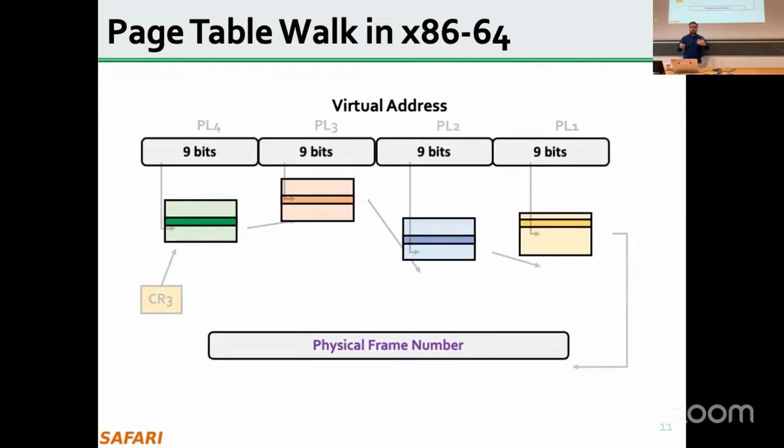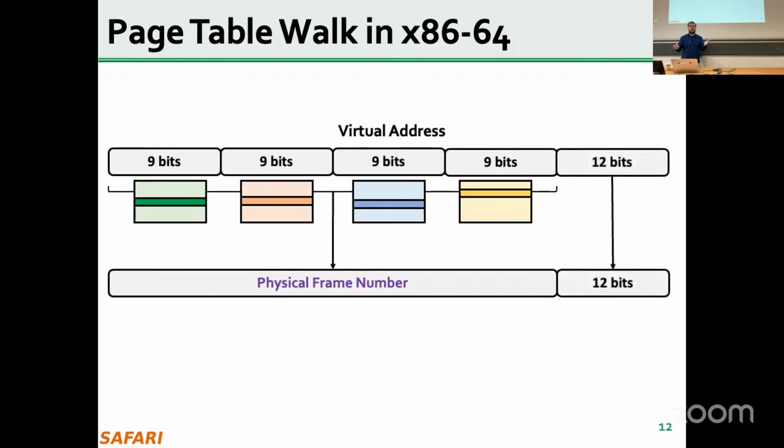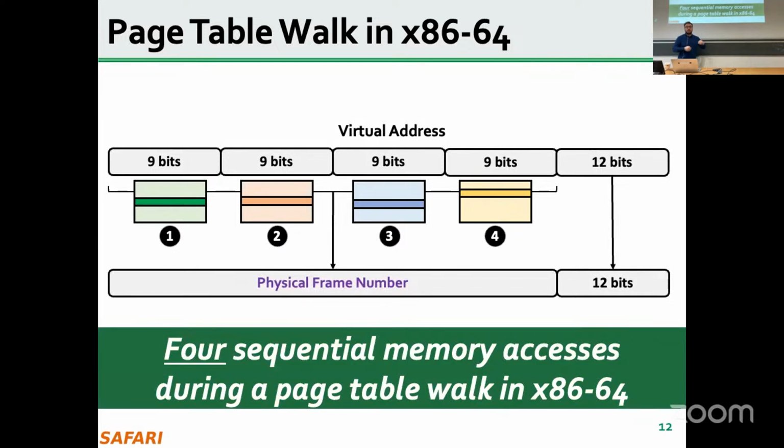To retrieve the physical frame number, we need to do 4 memory accesses, one to each of the levels of the table. So we have 4 sequential memory accesses during a page table walk, which I will show later lead to high performance overheads.